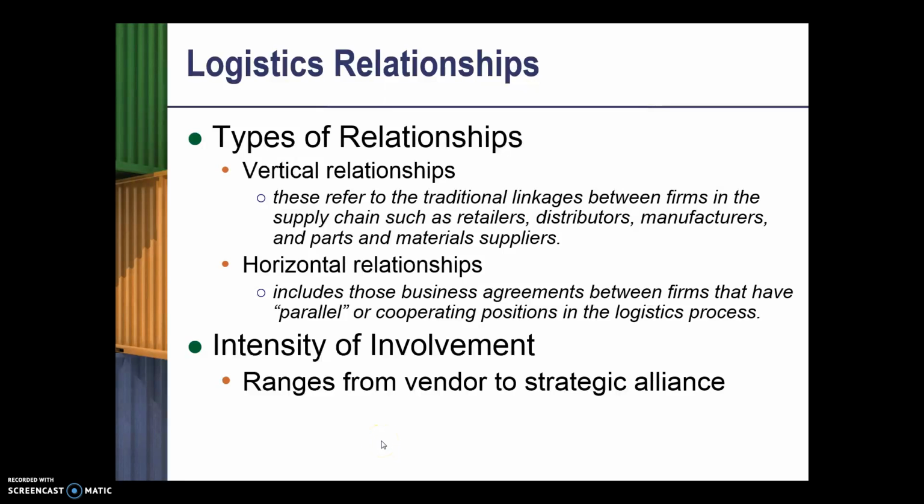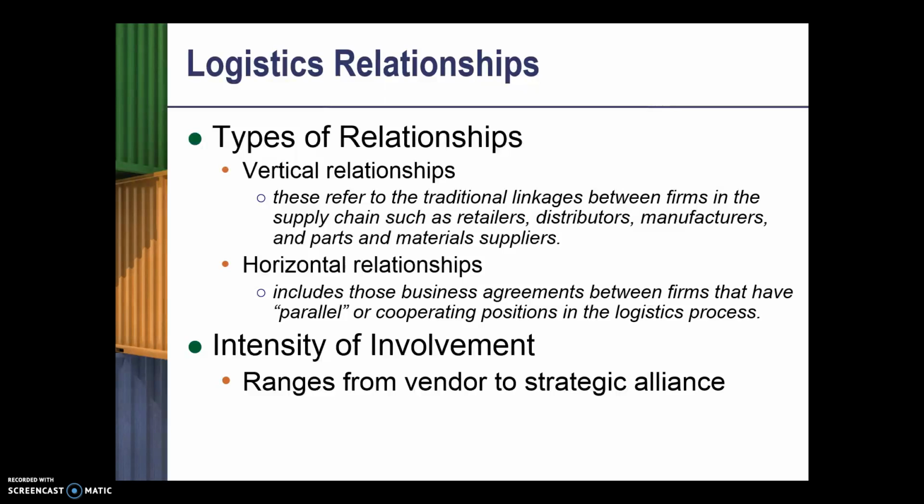So we're going to begin by looking at the different types of relationships. There's two types. We've got vertical and horizontal. The vertical refers to the traditional linkages between your firms and your supply chain, like your distributors, your retailers, your manufacturers, and also parts and materials suppliers. Remember in Introduction to Supply Chain, I talked about, for example, Husqvarna and Missions Plastics. Missions Plastics was a supplier for Husqvarna, and at one time they were housed on the same property as Husqvarna.